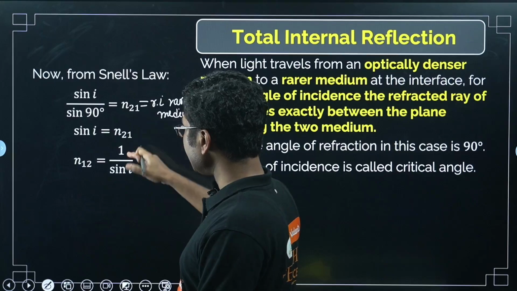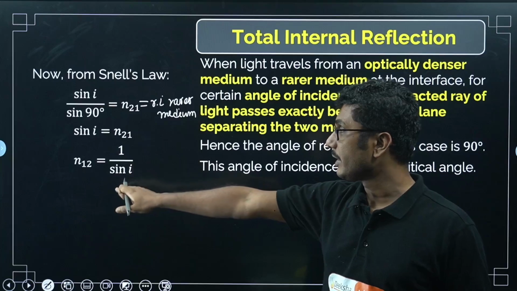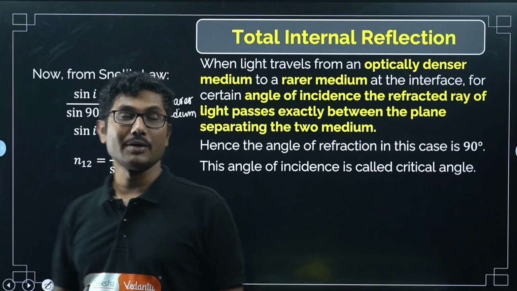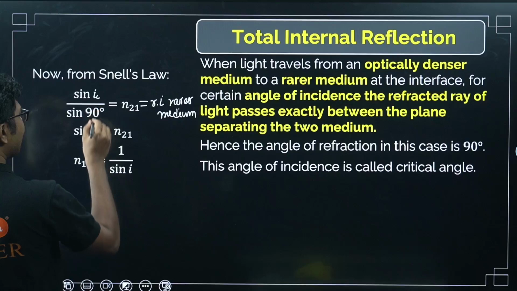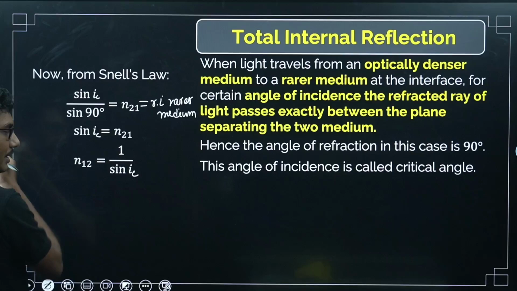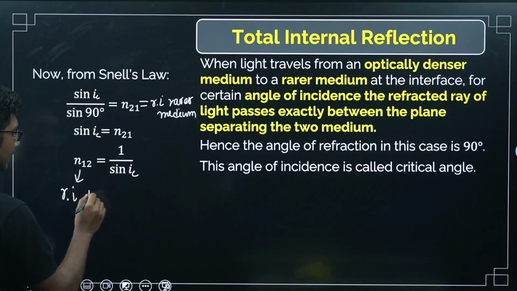Now using this we can calculate the optical density or refractive index of the first medium, that is the denser medium, which is coming out to be 1 by sin i. Now this angle is generally represented by iC. Okay, so let me write it like this. So this is the refractive index of the denser medium.